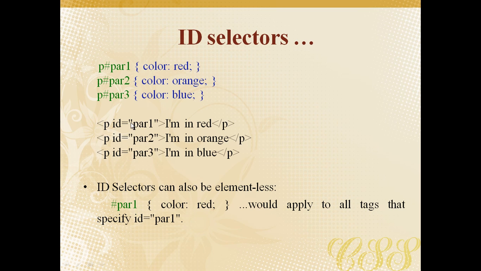So p id is equal to par1, I am in red. So this ID selector here is associated with an element, but it can also be elementless. In that case it will be hash par1 color colon red. So it would apply to all tags that specify id is equal to par1.